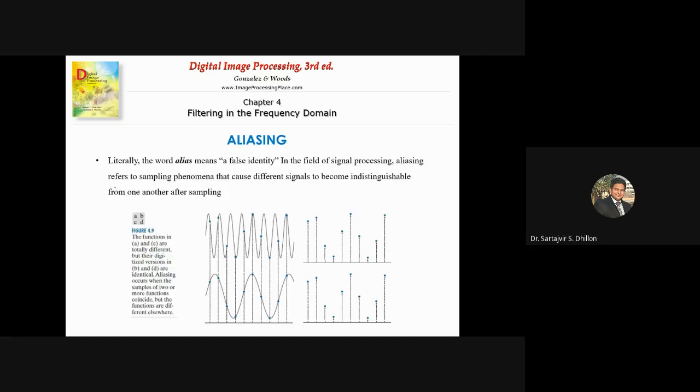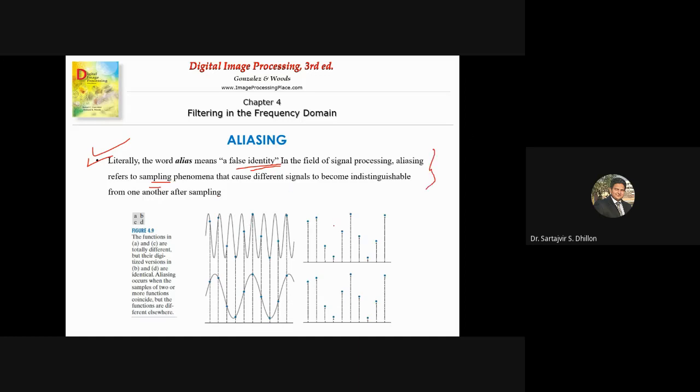So yes, there is one more important aspect in digital signal processing or digital image processing, that is aliasing. What is aliasing? That is a false identity. In the field of signal processing, aliasing refers to a sampling phenomenon that causes different signals to become indistinguishable from one another after sampling. So what is that?